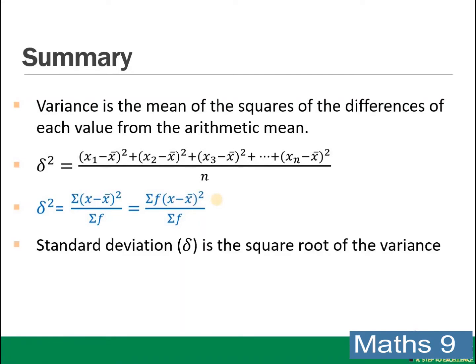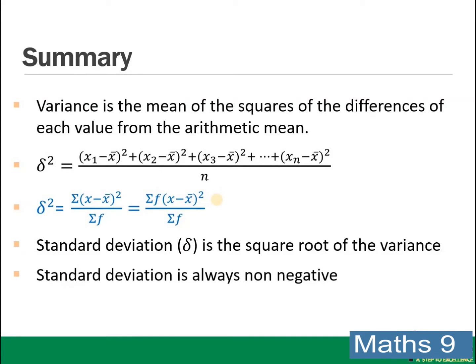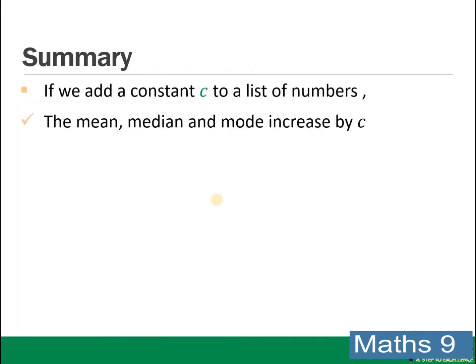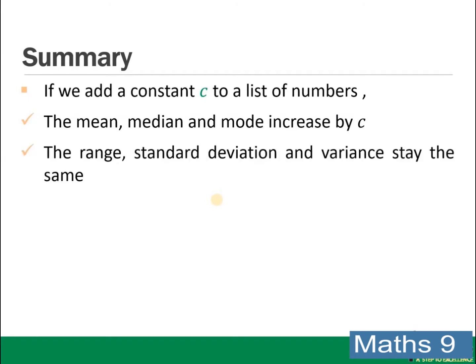The standard deviation, delta, is the square root of the variance. Standard deviation is always non-negative. If we add a constant c to a list of numbers, the mean, median and mode increase by c. The range, standard deviation and variance stay the same.